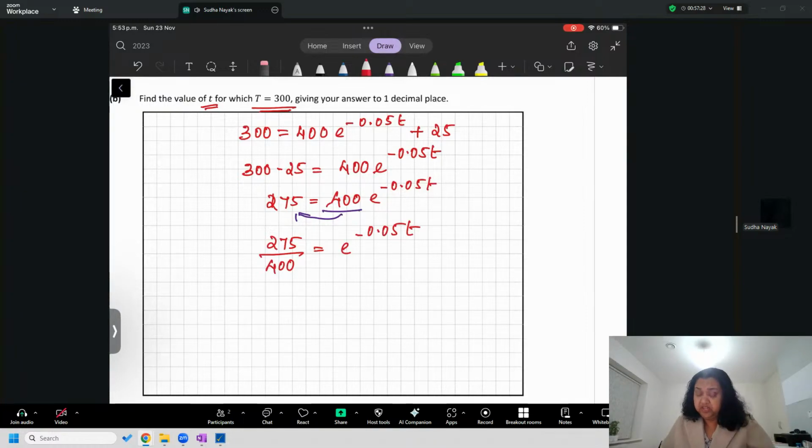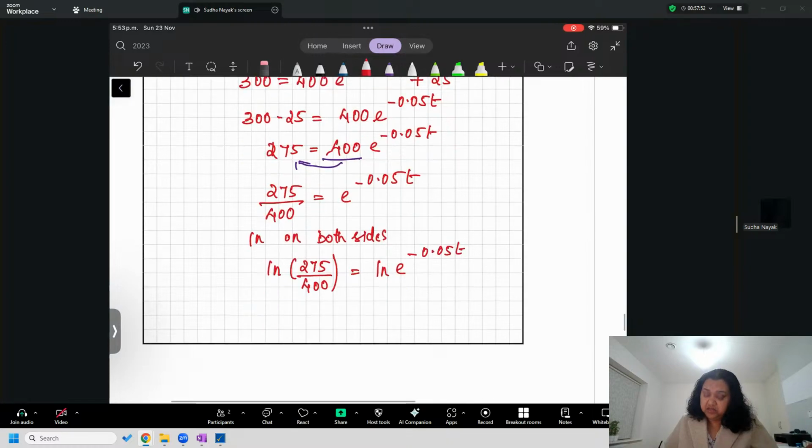Now what you do over here, whenever you have an e or an ln or something like that, you take the opposite. So since you have exponents here, you take ln on both sides. So ln of 275 over 400 is equal to ln of e to the power of minus 0.05 t. And then this ln and e will get cancelled.